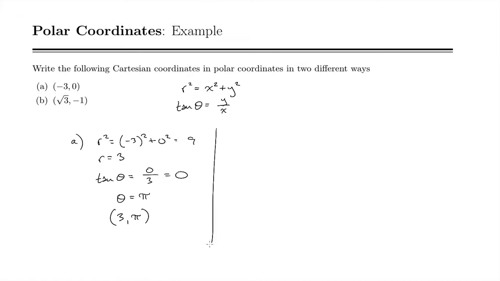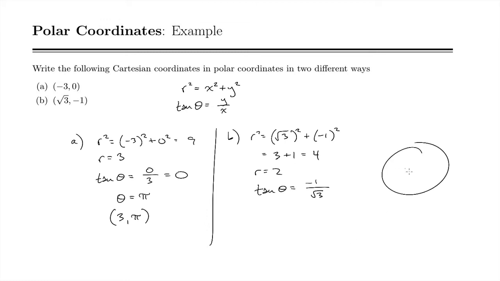And then for B, we have r squared equals square root of 3 squared plus -1 squared. So that's 3 plus 1, that's 4. So we'll let r equal 2. And then we have tangent of theta equals y over x, so -1 over root 3. Okay, again, we have multiple places where that's true.